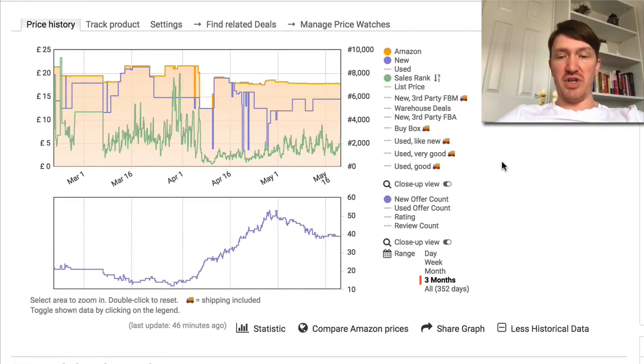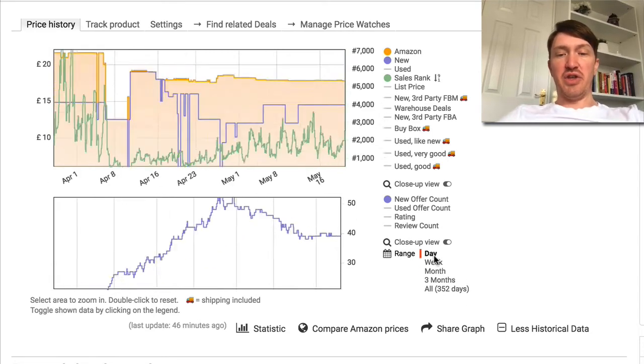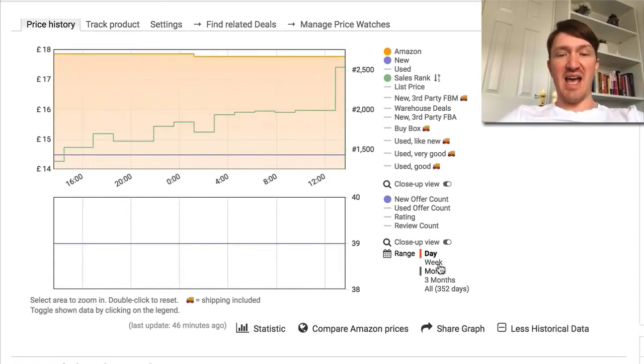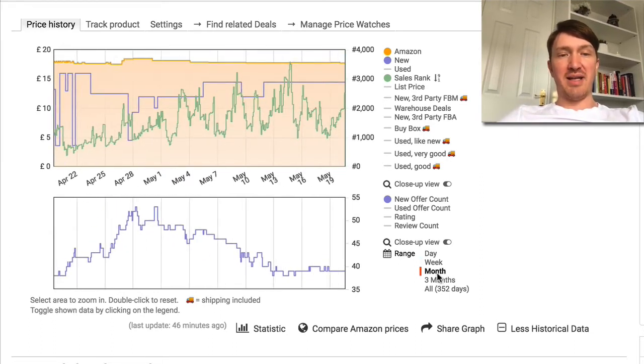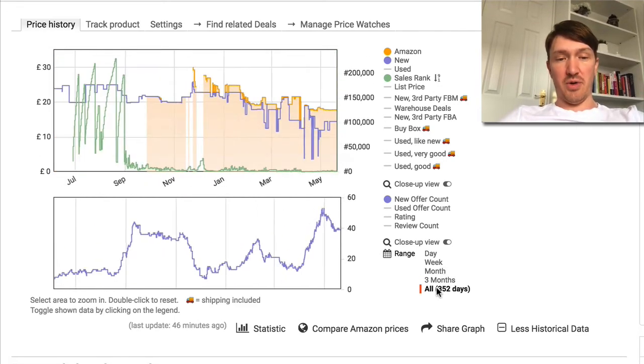Now, something else I want to show you, really ultra important, is you can zoom into range here. So a day is not going to help you with online arbitrage. It's just not. A week is unlikely to give you enough data points to make a difference. Now, the ones we're likely to be interested in is month, 3 months, and all.